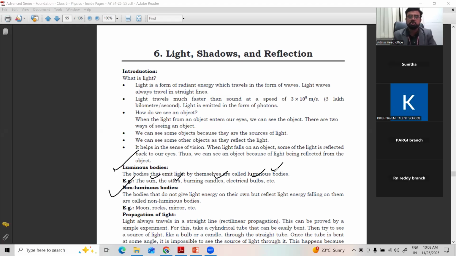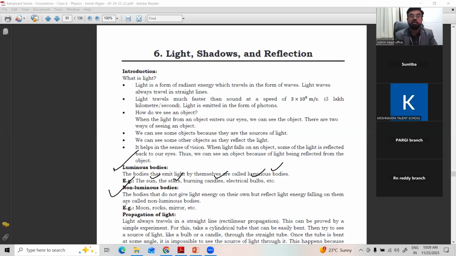The electric bulb also. There are different types of bulbs. They give light in different ways. It may be an ordinary bulb, a tube light, or an LED. Right? So all those are called luminous bodies, which emit light by themselves.